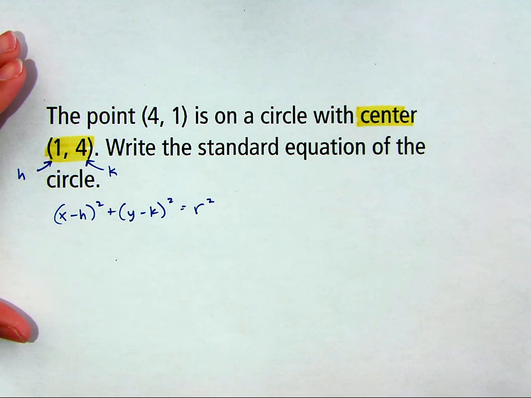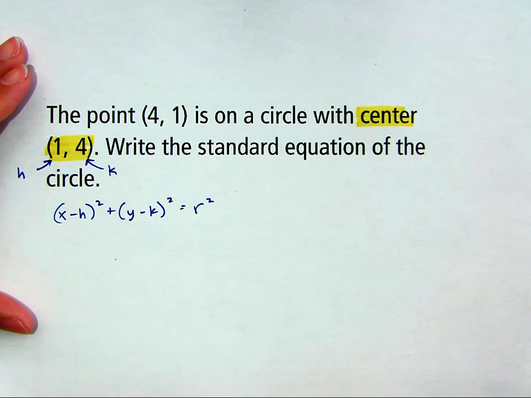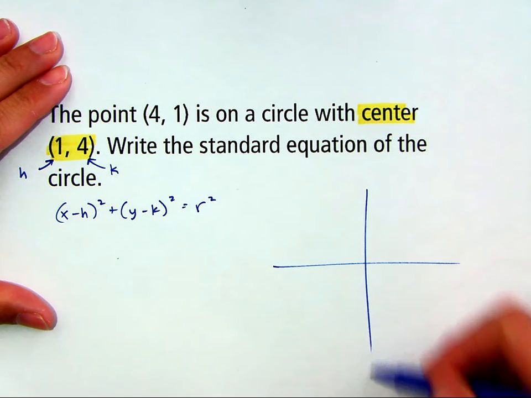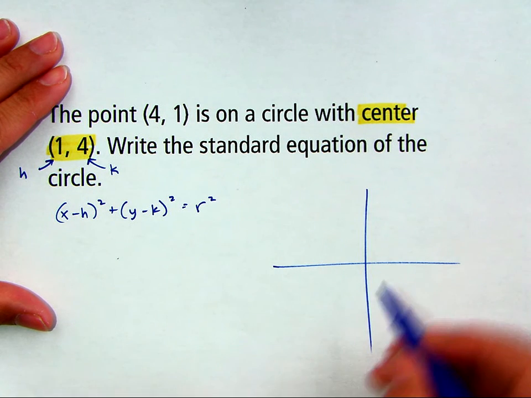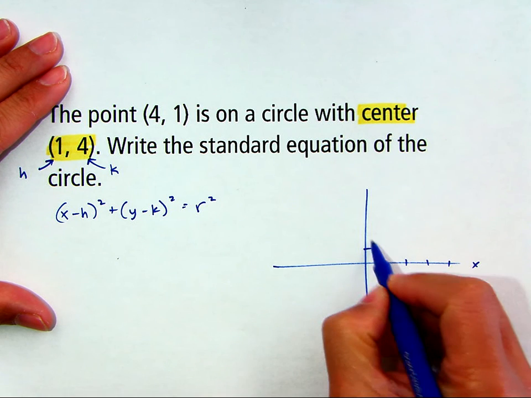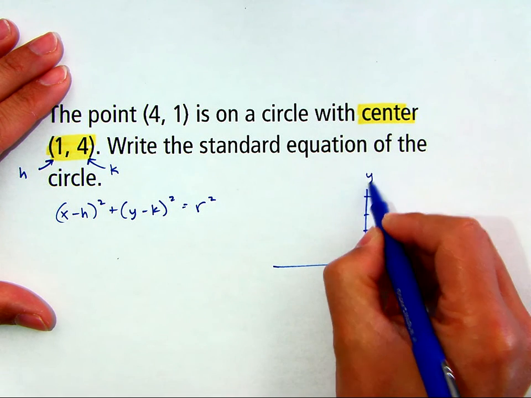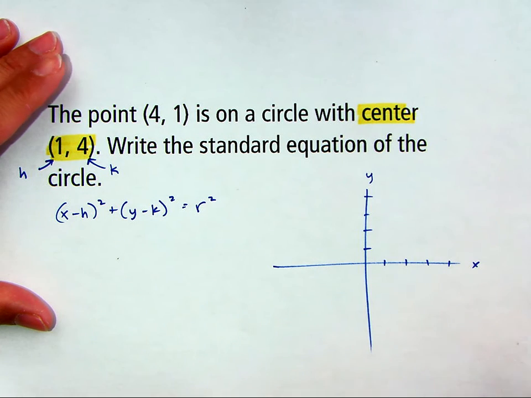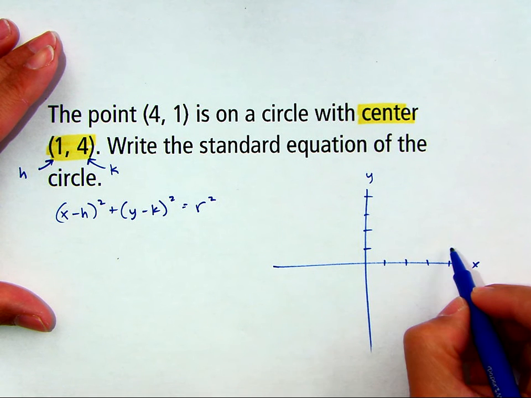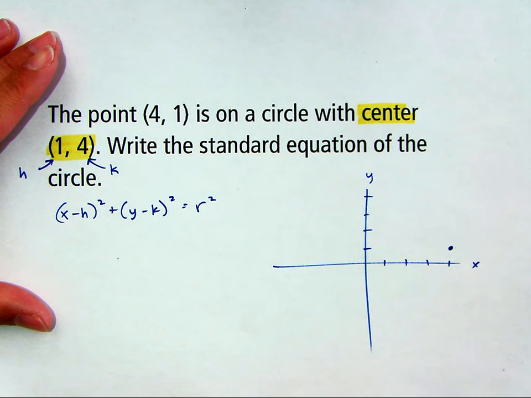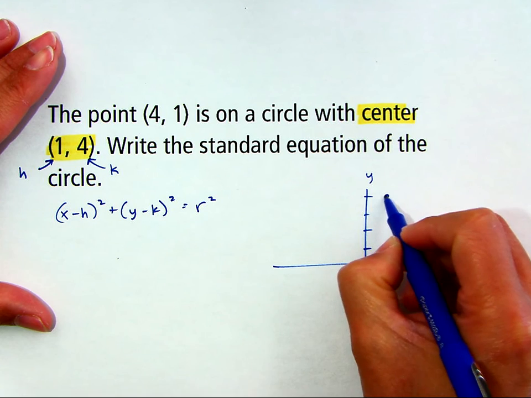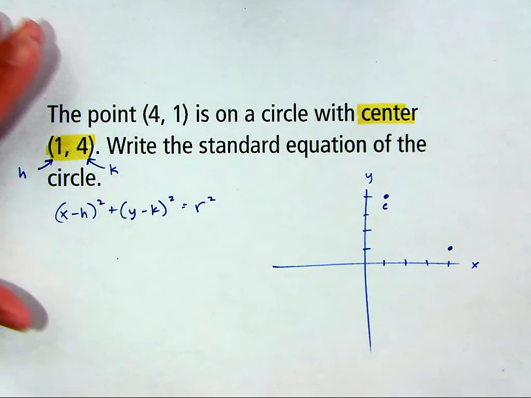So here, why don't we try to add a visual? Let's just draw an x and y coordinate. 1, 2, 3, 4 on the x-axis, 1, 2, 3, 4 on the y-axis. Everything's positive, so I think we're good there. All right, so the point (4, 1) is on the circle, and (1, 4) is the center. So let's write that as the center.